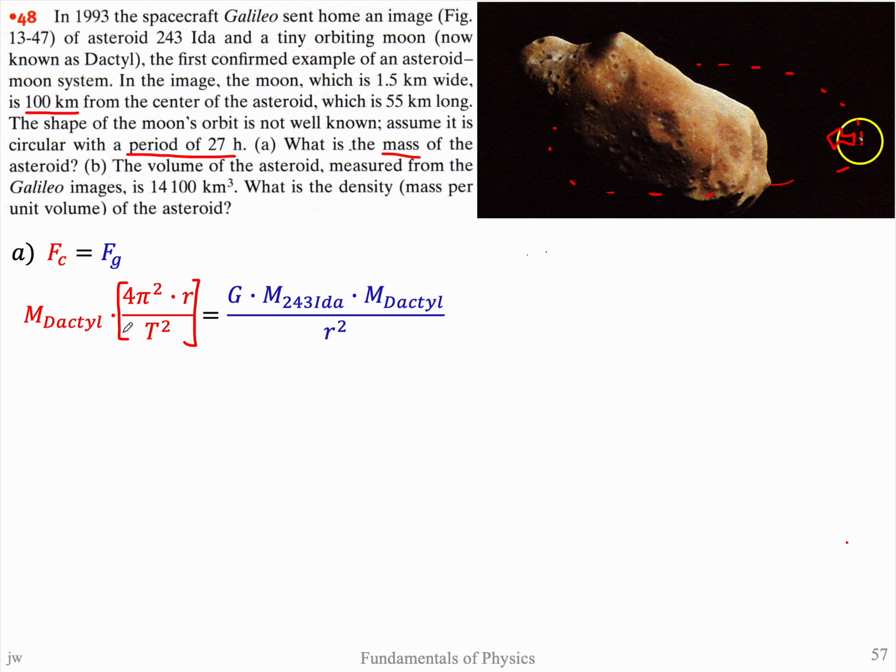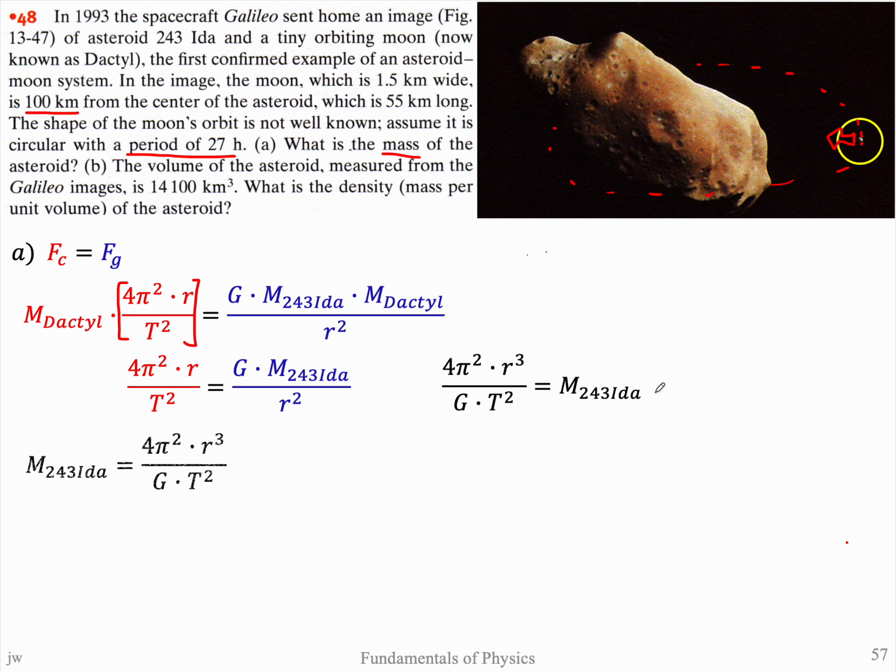Interestingly enough, notice that the mass of Dactyl, the moon, appears on both sides of these, along with the mass of the asteroid 243 Ida. You can remove the mass of Dactyl from both sides, and then you can actually rearrange the equation to solve for the mass of the larger asteroid. And now we just have to plug in some numbers. So the mass is going to be 4 pi squared r cubed over g t squared.